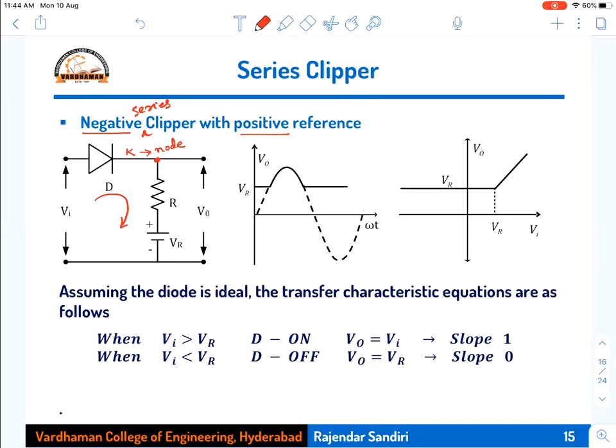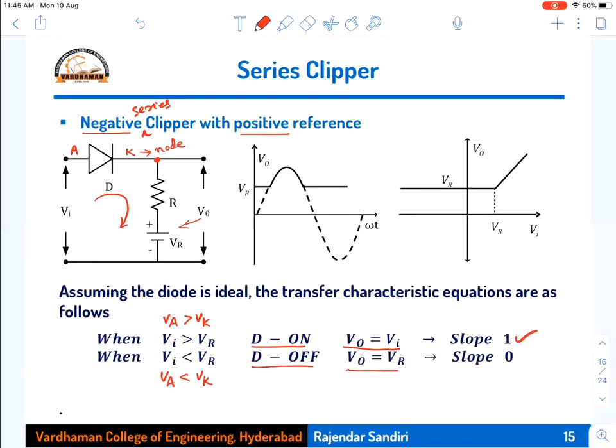Vi greater than VR: the anode is connected with the input, so Va is greater than Vk, because Vk is connected to VR and Va is connected to Vi. So V anode is greater than V cathode, then the diode is said to be on. If the diode is on, then it is simply a short circuit, nothing but the output voltage is the same as the input voltage. Therefore, the slope is 1. When Vi is less than VR, Va is less than Vk, then the diode is off. V0 is equal to VR. Therefore, the slope is 0.